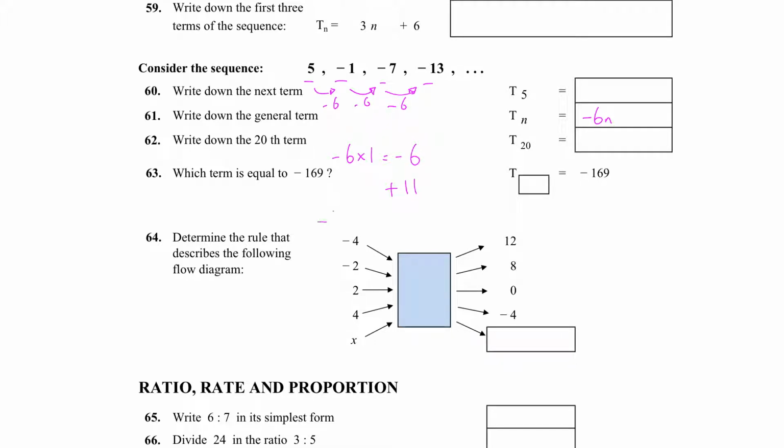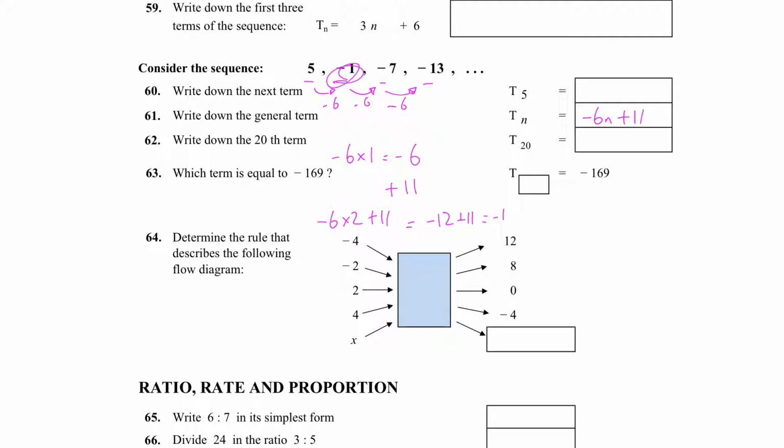Let's check if that works for the second term. So for our second term, if we say that our rule is minus 6n plus 11, then we should say minus 6 times 2 plus 11 should give us our second term, should give us minus 1. So minus 6 times 2 is minus 12. Minus 12 plus 11. Hey, that works out quite nicely. So yeah, minus 6n plus 11.